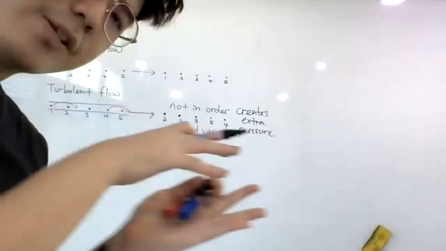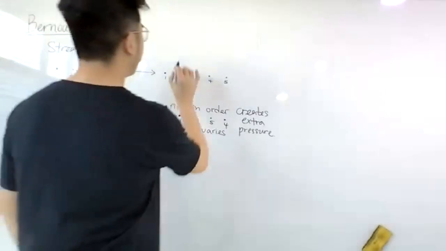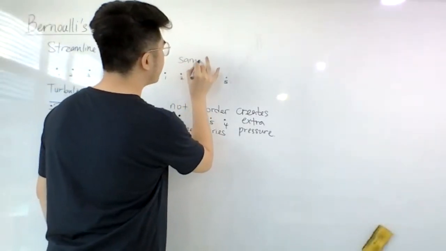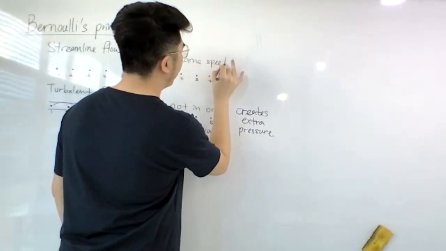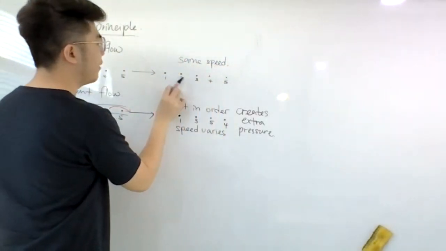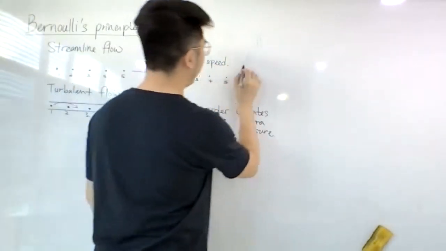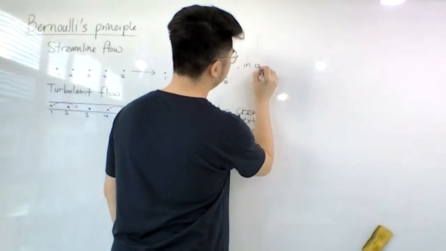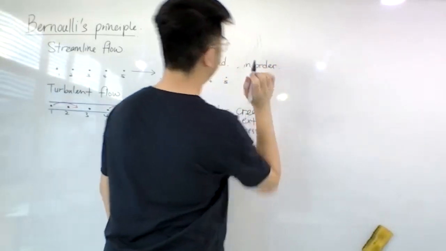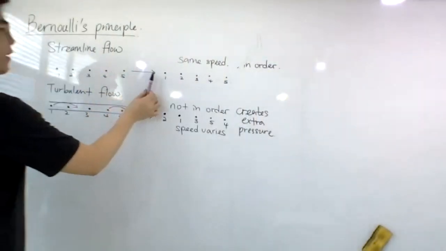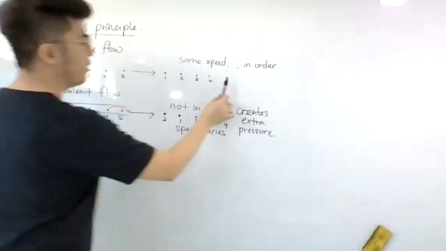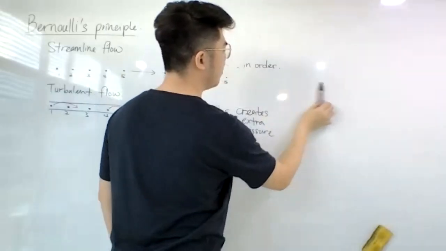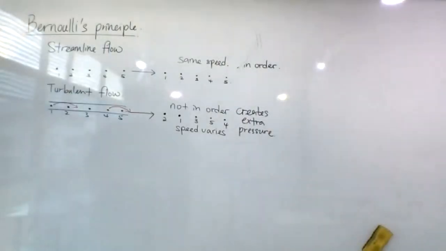Streamline flow is the one that is very smooth, right? So every single particle has the same speed, and they are flowing in a very orderly manner, okay? They are all in order, like this. One will not overtake another. After a few seconds, it will still remain like this. So that is the difference in the nature of the flow. In general, we got two types, streamline and turbulent.